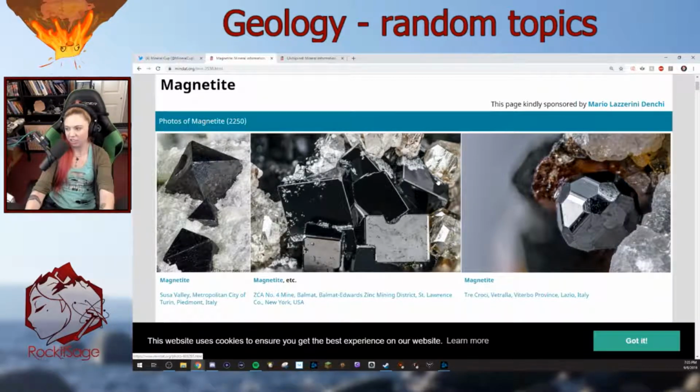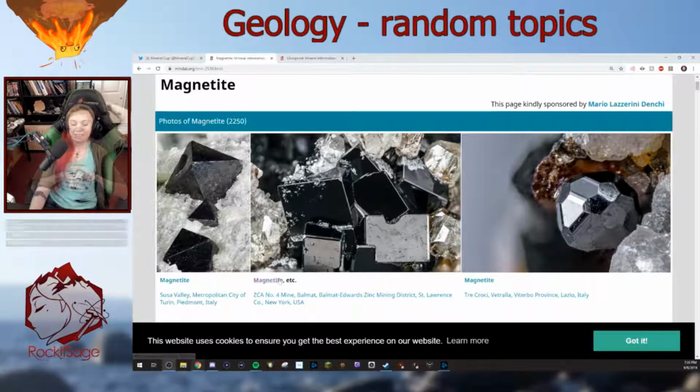You can see that. It's just the shininess that makes it maybe appear gray, but it is actually black in color. Its streak is also black. You could pulverize it and it would be black. In fact, it has been used for pigments in the past because of that. It is opaque in thin section as well as in hand sample. I think I already mentioned that.